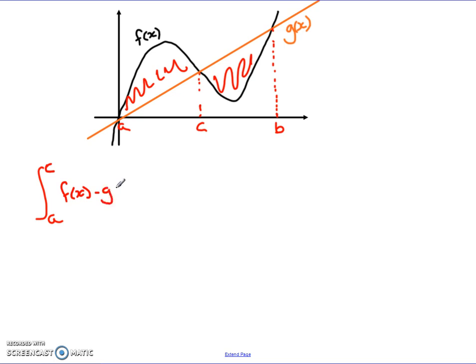Now in this case, the top is the f of x, the bottom is the g of x, all with respect to x, our dx there. I then have to do the area of this part and add them together. So I then have to add the area from C to B of the top take away the bottom. The only difference here now is the top is the g of x. So it would then be g of x take away the f of x.